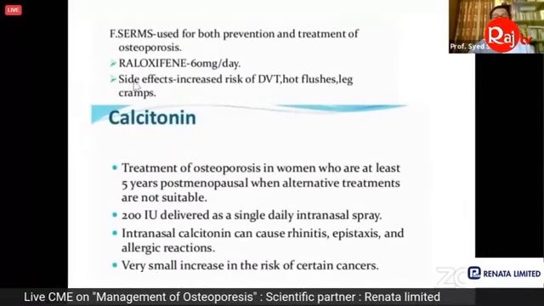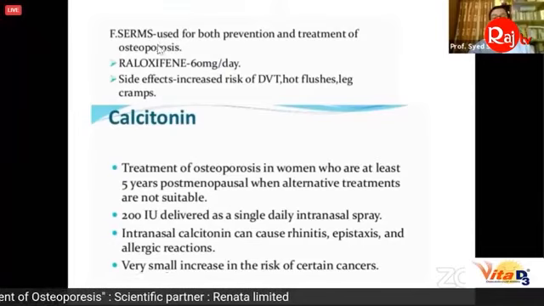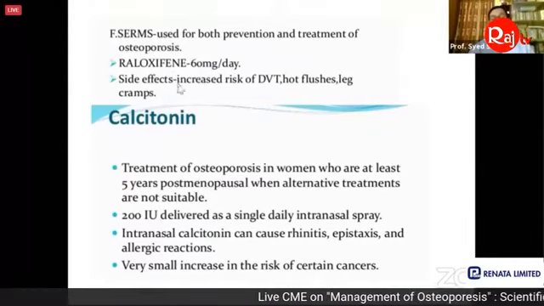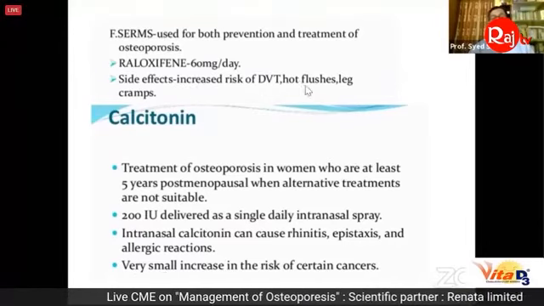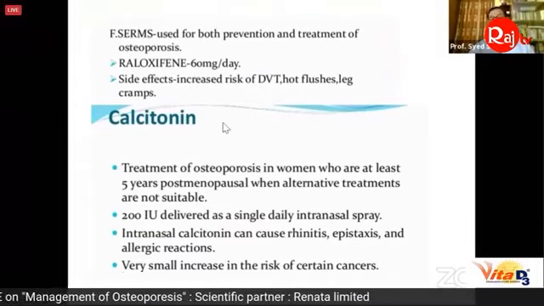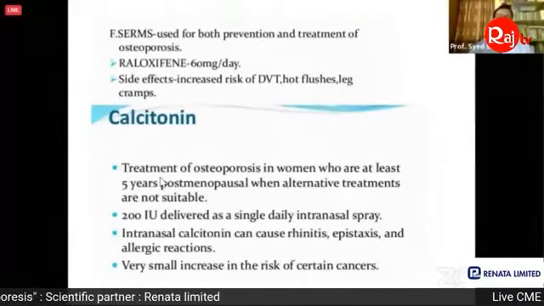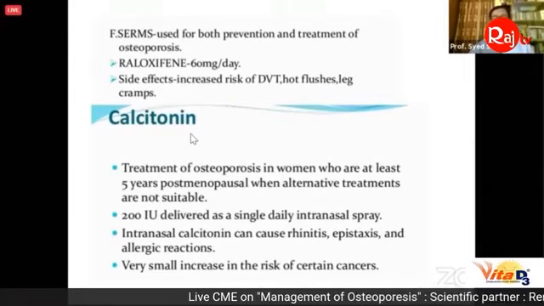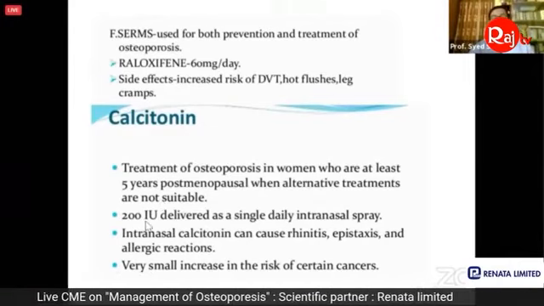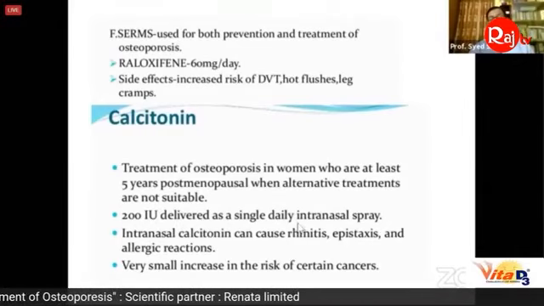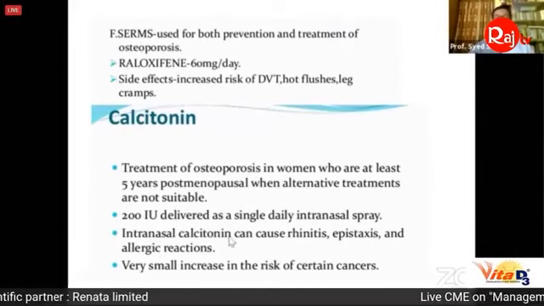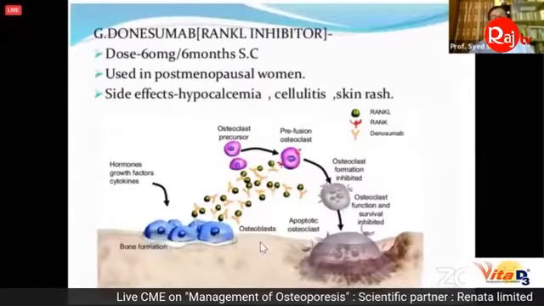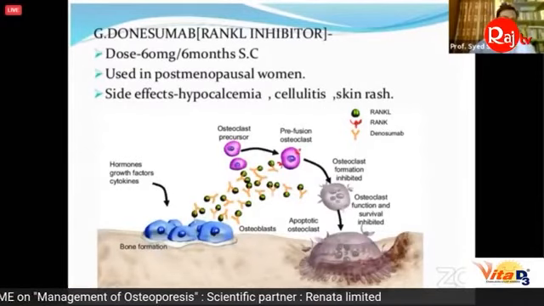There are some I have already mentioned, selective estrogen receptor modulator drugs. This is raloxifene, 60 milligram per day, but it has side effects like deep vein thrombosis, hot flashes, and leg cramps. Calcitonin, you can use calcitonin, but there are some complications. Calcitonin is produced by the thyroid gland, and the dose is 200 international units delivered as a single daily nasal spray, but it can cause rhinitis, epistaxis, allergic reactions, and even cancer. I don't like this calcitonin.